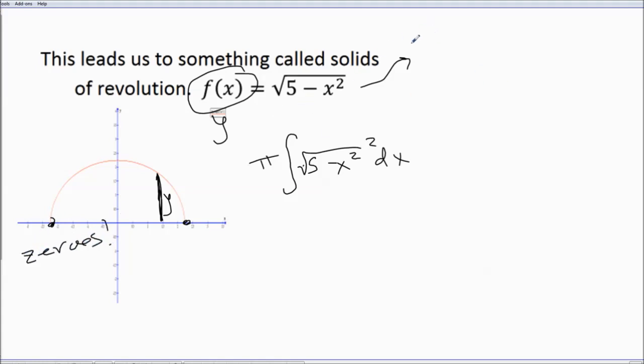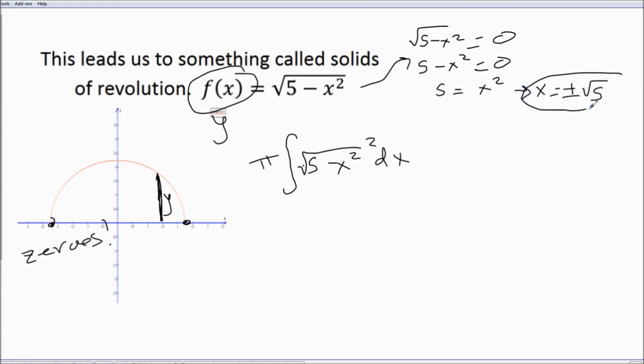So we're just going to set this equal to 0. So square root of 5 minus x squared equals 0. Square both sides. You get 5 minus x squared equals 0. Let's add an x squared to both sides. So 5 equals x squared. And then when you take a square root of both sides, what do you get? x equals plus or minus root 5.